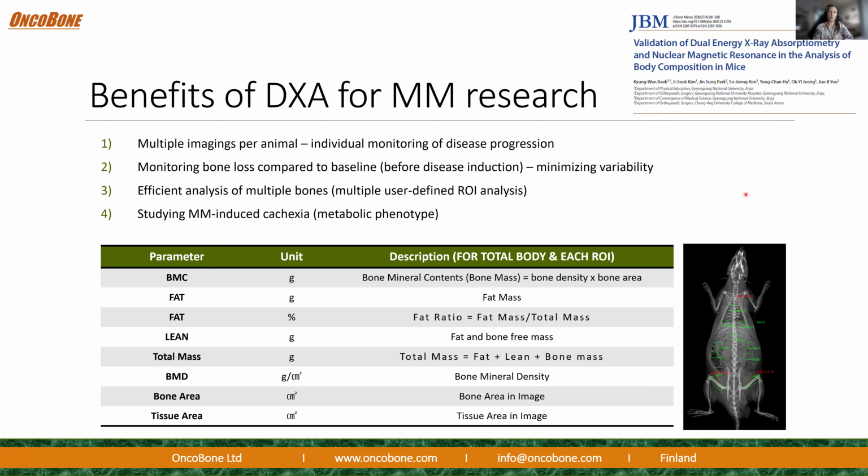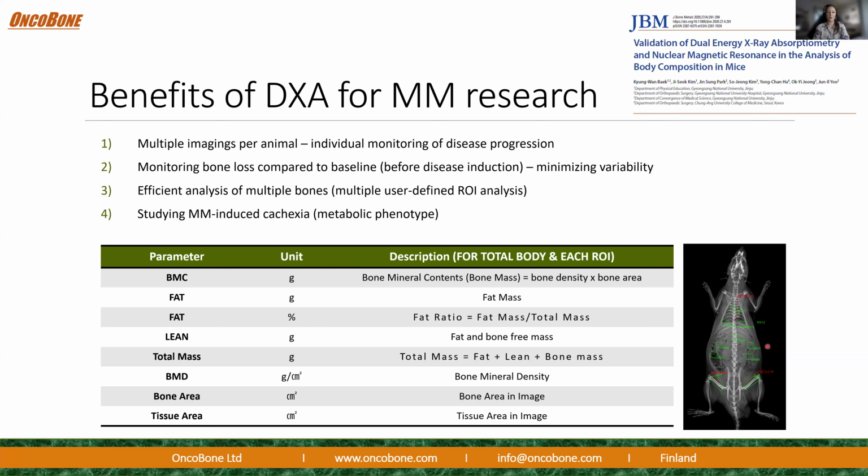So meaning before these animals have developed tumors. If you have worked with bones or bone models before, you can probably acknowledge that there's a lot of variation between the individual mice. By doing this kind of baseline measurement, you can compare how the disease is progressing in all individual animals, and that can be used to minimize the variability of those findings.